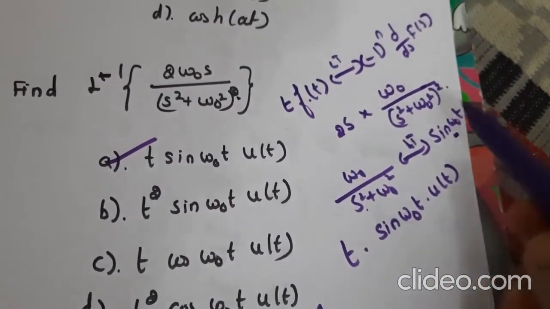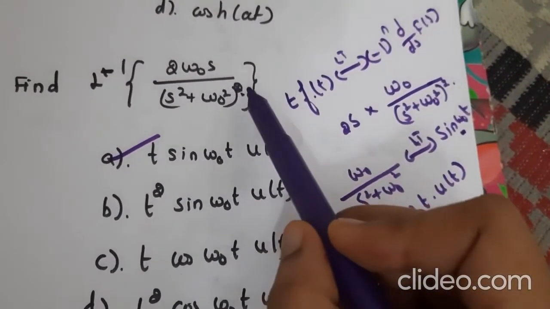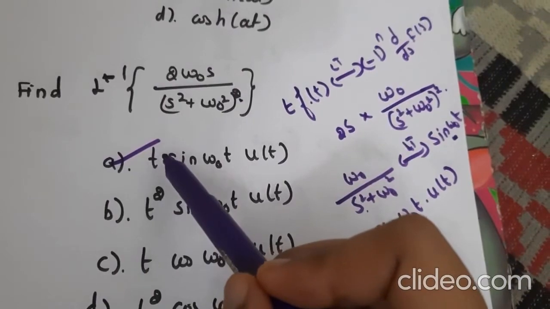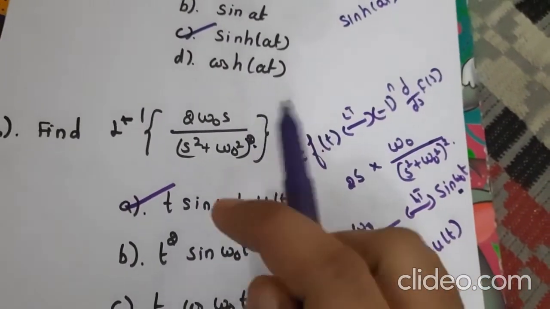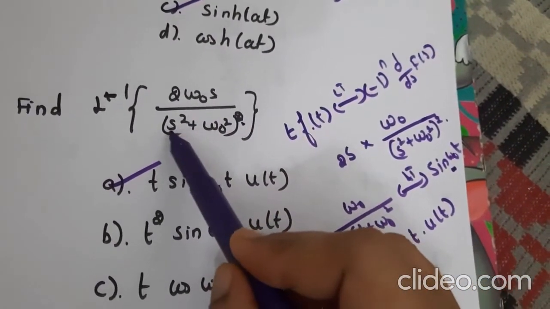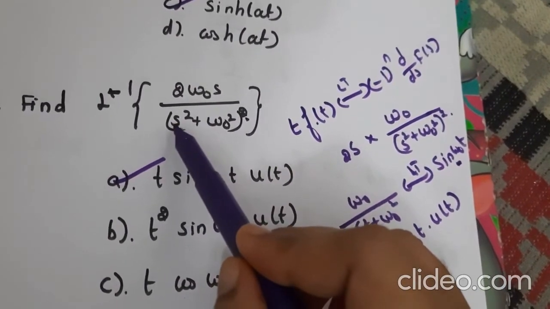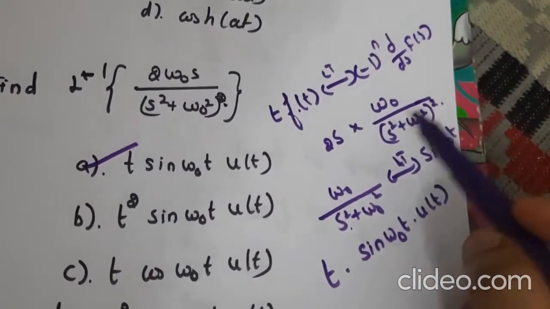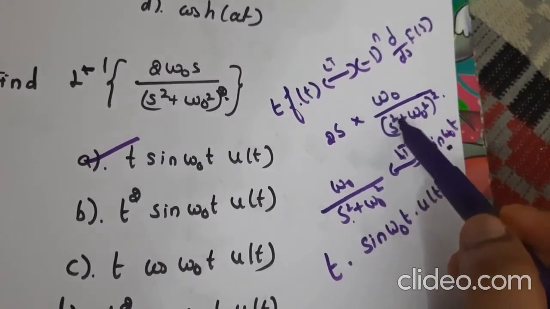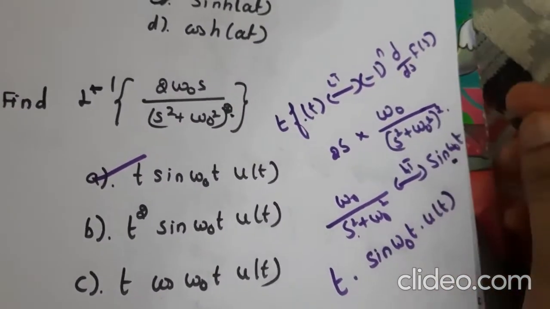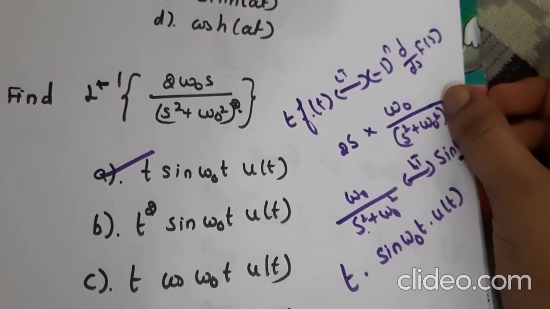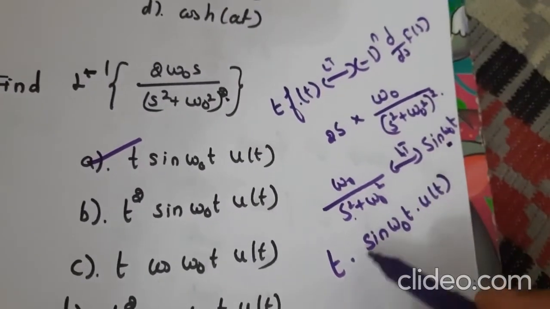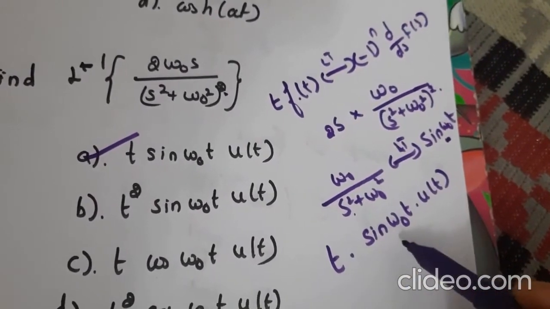And the shortcut form: basically, when the square is there, the answer has a t value, only t. Just differentiate the s term and we will get 2s. Take the 2s outside, and the remaining term is omega naught divided by s square plus omega naught square. Without considering the square, take that value, and that can give your final result.